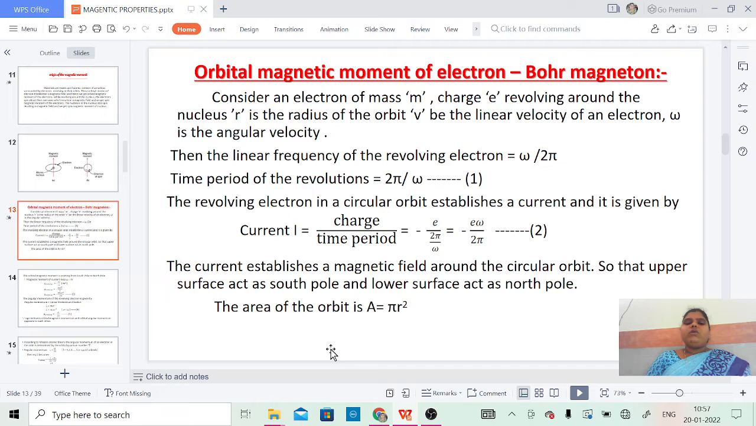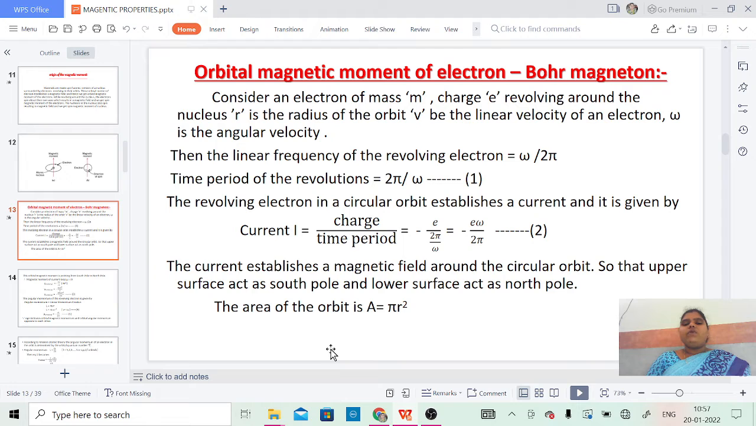The revolving electron in a circular orbit establishes a current, given by I equals charge per time period. The electron charge is negative, so I equals minus e divided by 2 pi by omega, which is minus e omega by 2 pi. So we are getting two equations here. Now the current establishes a magnetic field around the circular orbit, so the upper surface acts as a south pole and the lower surface acts as a north pole.